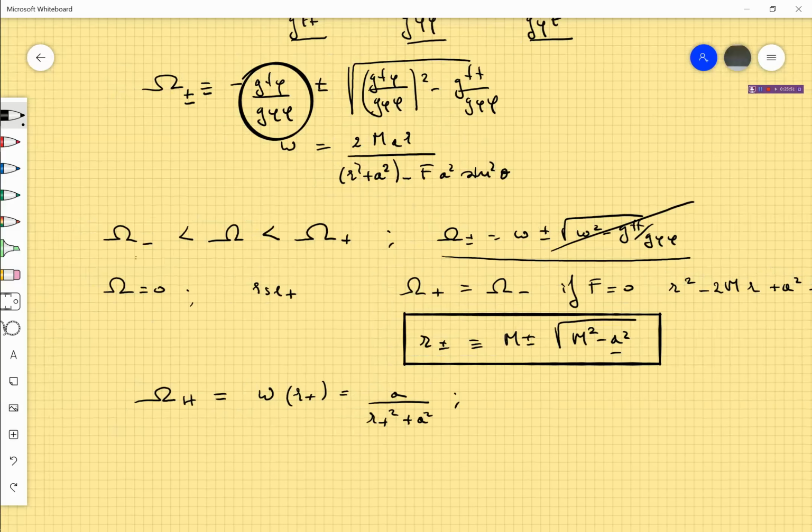Okay, omega is an angular velocity, and r plus is the place where the event horizon is. Omega h is then the angular velocity at the horizon, the only allowed velocity for stationary observers, and this is interpreted also as the angular velocity of the horizon of the black hole.